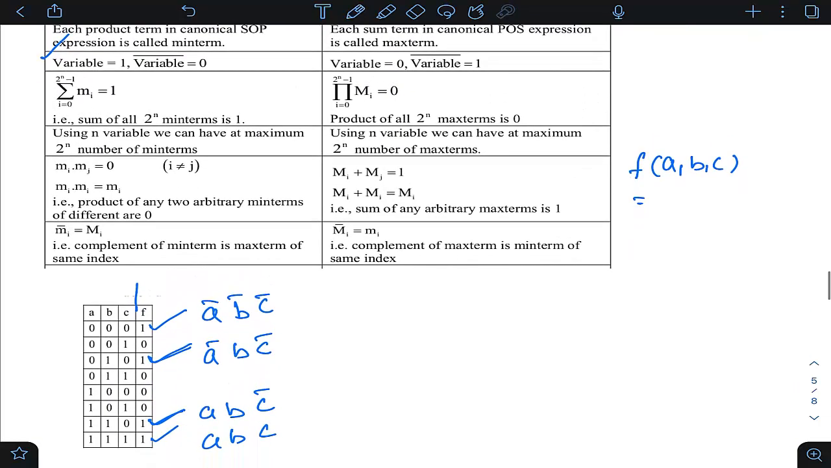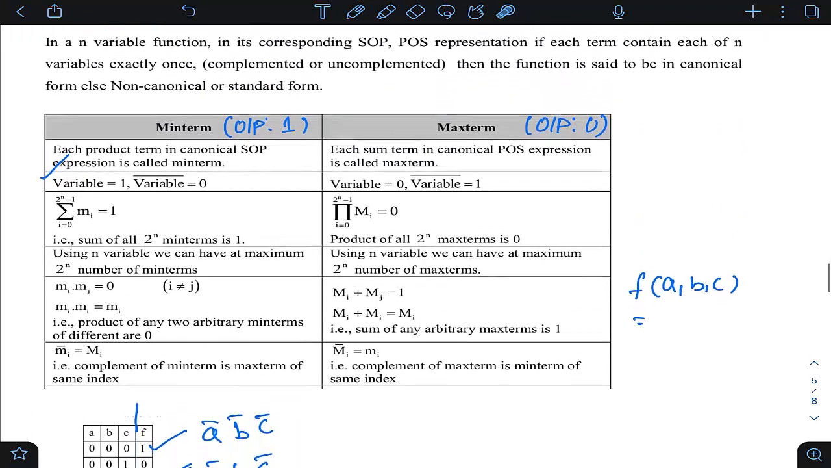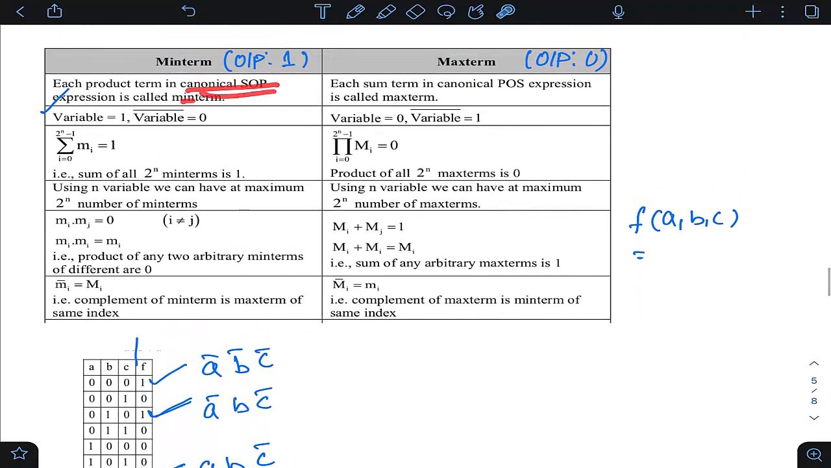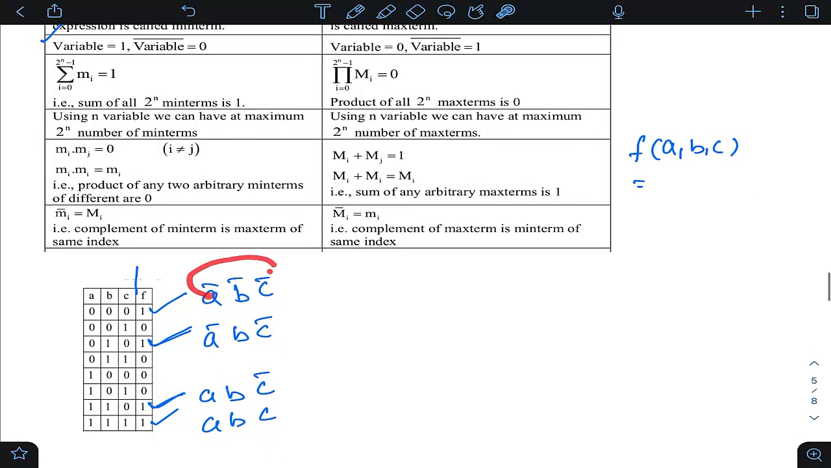So for each row we generated a product term, and because it is a sum of products, each term in canonical SOP is a minterm. So I have to find the canonical SOP expression. These are the individual terms and they should be summed up.